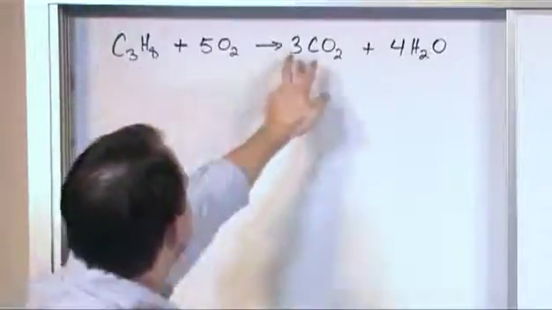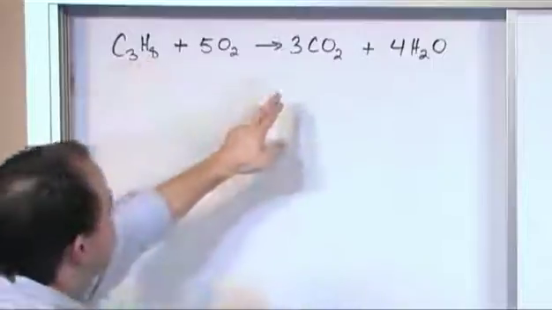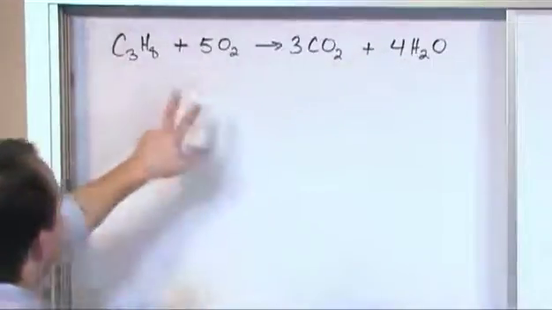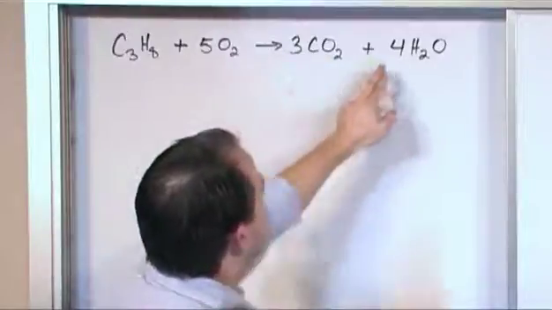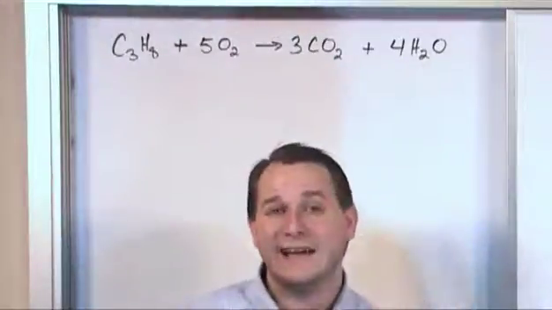3 carbons, 8 hydrogens. You have 2 times 4 is 8 hydrogens, 10 oxygens, and here you have 6 oxygens. 2 times 3 is 6, plus another 4 gives you 10 oxygens. So this guy is balanced.